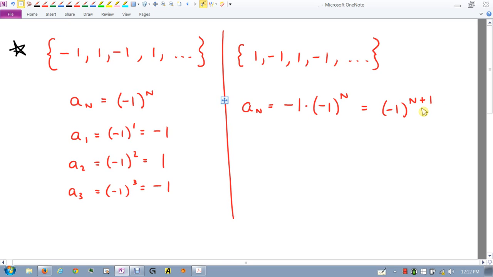I claim these are the exact same thing. Do you see it? What's -1 to the 1 times -1 to the n? Same base, add exponents. You get this, right? Check it though. Plug in 1. What happens here? 1 plus 1? 2. So you're squaring it. The first number you plug in 1, you're actually squaring it. And when you plug in 2, you're going to get 3, which is going to make it odd. You plug in 3. Yes.